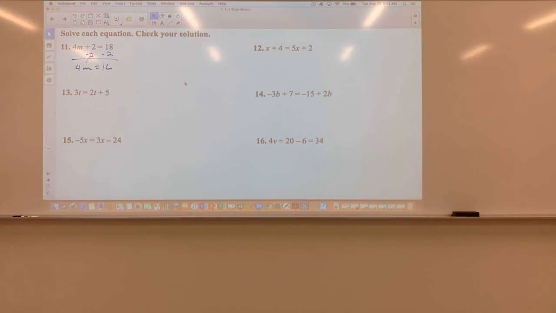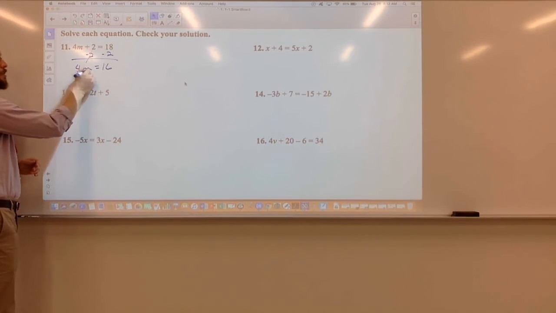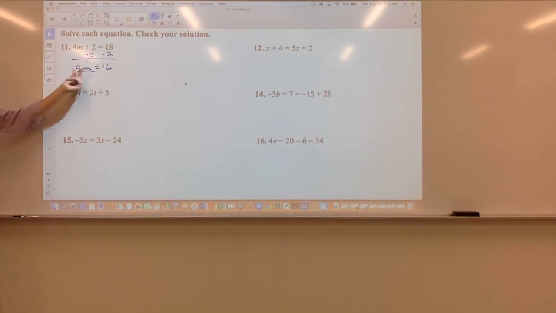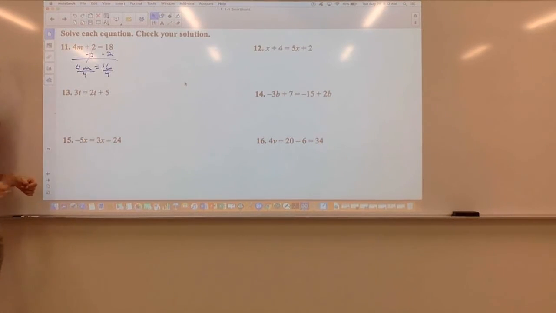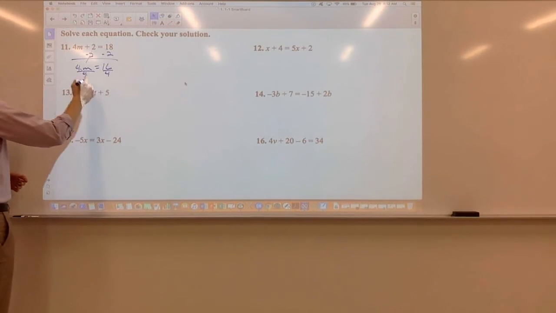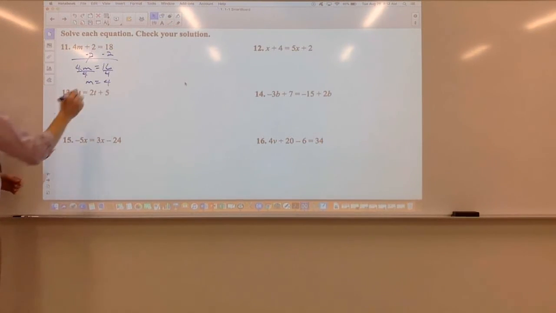Now we want to undo this multiplication. We need to take the inverse operation. The inverse of multiplication is division. So we divide both sides by 4. 16 divided by 4 is 4. That's our answer.